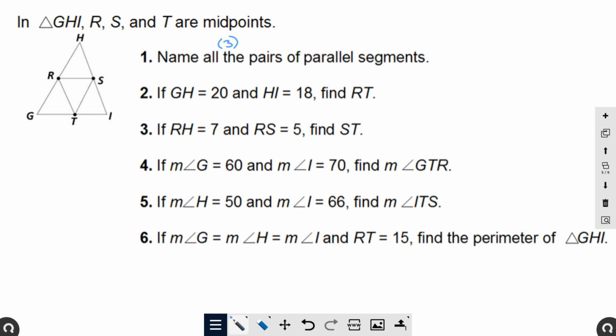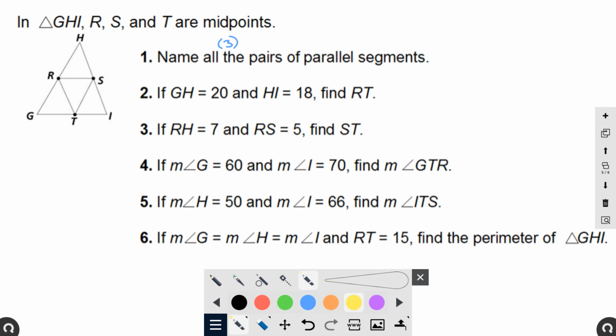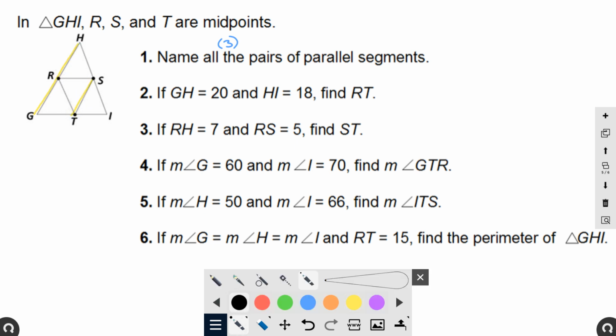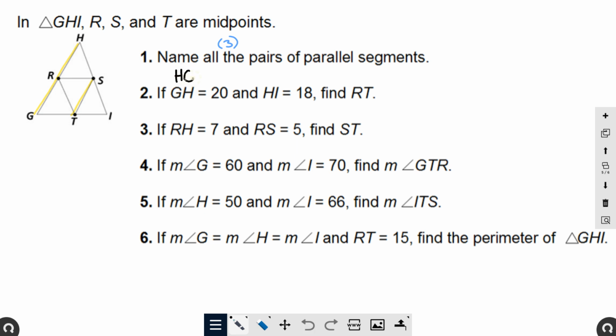How we did on them. So the first thing says, name all pairs of parallel segments. So what are the segments that are parallel? Melanie, you want to give me one? That's a G. Yeah. Good. HG and TS. Now, you can write these a couple of different ways. It doesn't matter which letter comes first. So HG is parallel to TS. You, again, could reverse those letters.